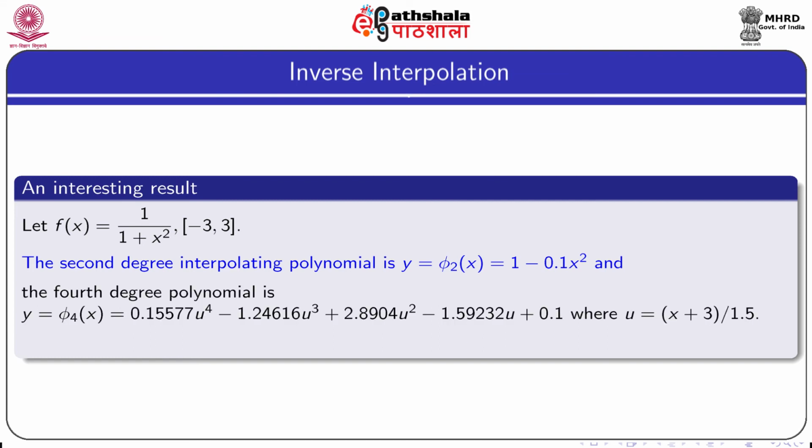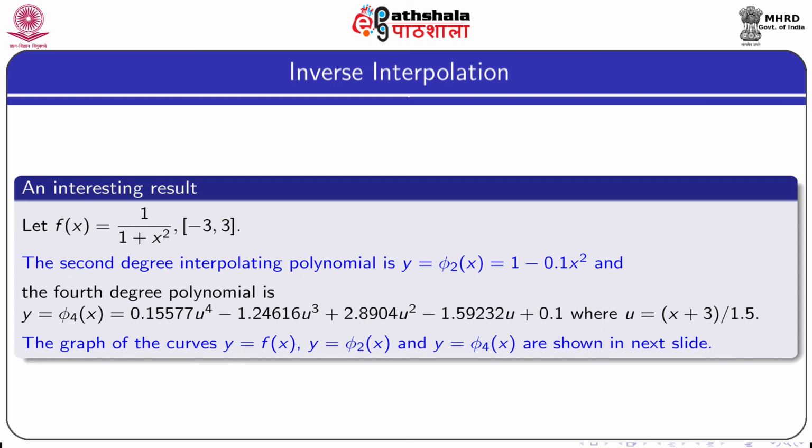And the fourth degree interpolating polynomial is y equal to phi 4(x). Phi 4(x) is actually the fourth degree polynomial corresponding to the given function f(x), and this is equal to 0.15577 u to the power 4 minus 1.24616 u to the power 3 plus 2.8904 u to the power 2 minus 1.59232 u plus 0.1, where u equal to (x plus 3) whole divided by 1.5.